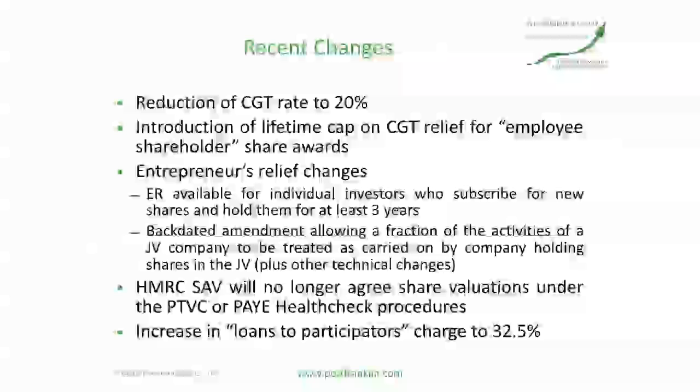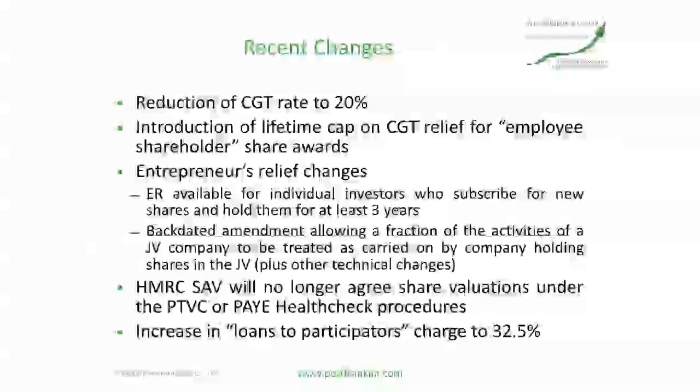Also, an increase in the loans to participators charge to 32.5%. That's where you make a loan to a 5% participator in a company by a close company, so one controlled by 5 or fewer participants.